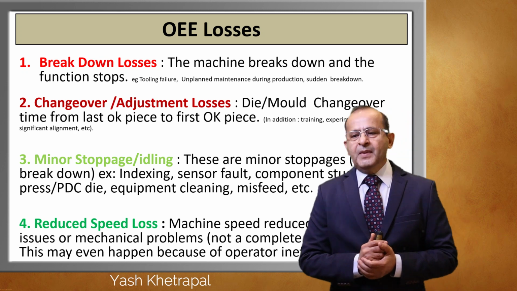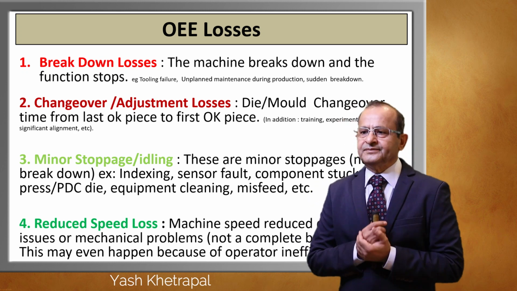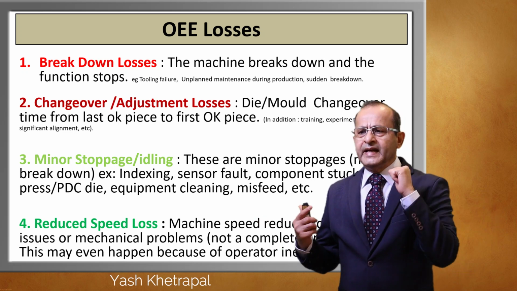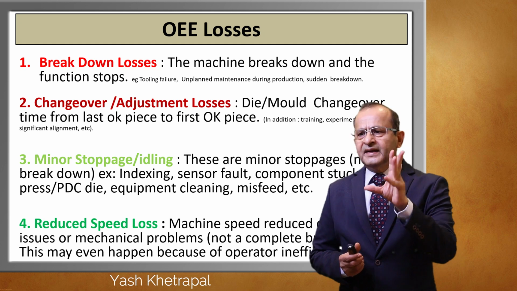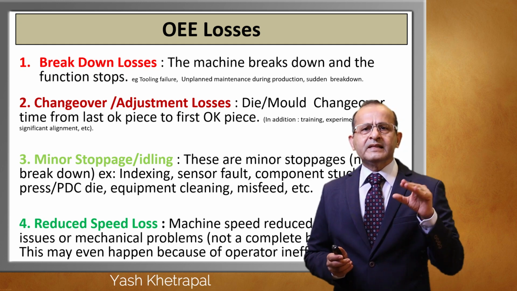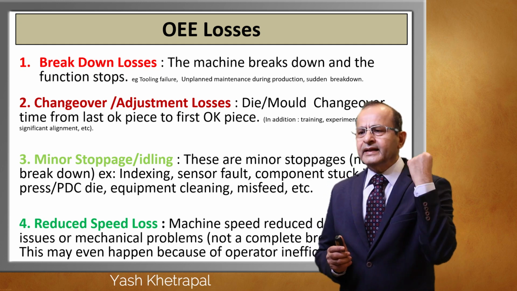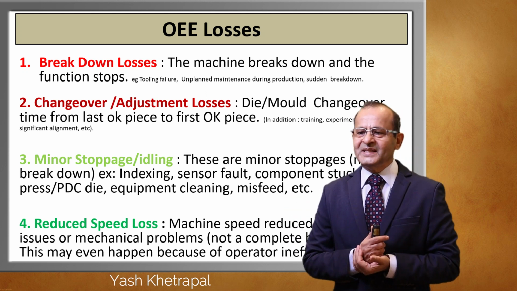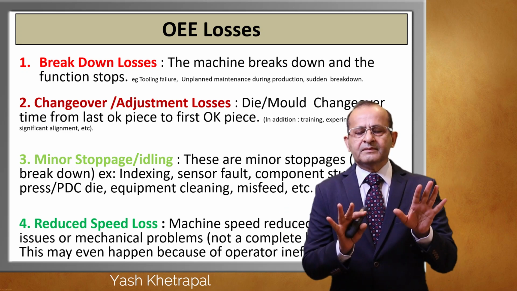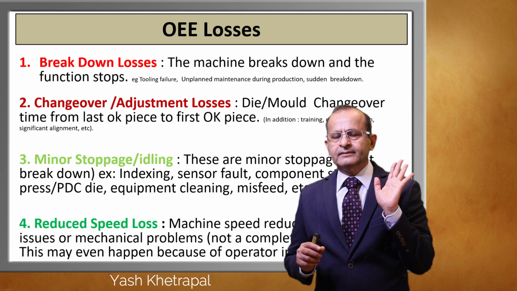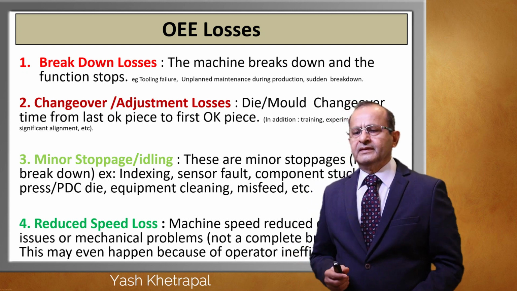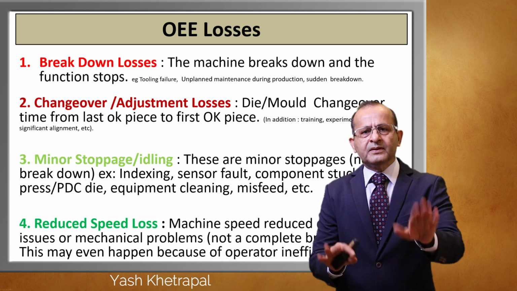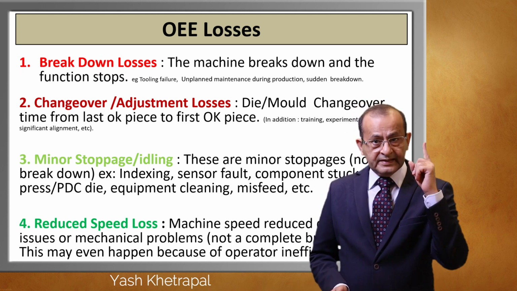Then, minor stoppage, idling. There's some problem in indexing, some fault in a sensor. It's a die casting machine. Component got stuck in the die. Injection molding, component got stuck in the die. It's not coming out. It's not a breakdown, but still it's a minor stoppage. Sometimes we have to clean it. We have to stop the machine. It's a minor stoppage. Misfeed, we have to correct. We have to stop the machine. It's a minor stoppage. Once again, it's a loss.